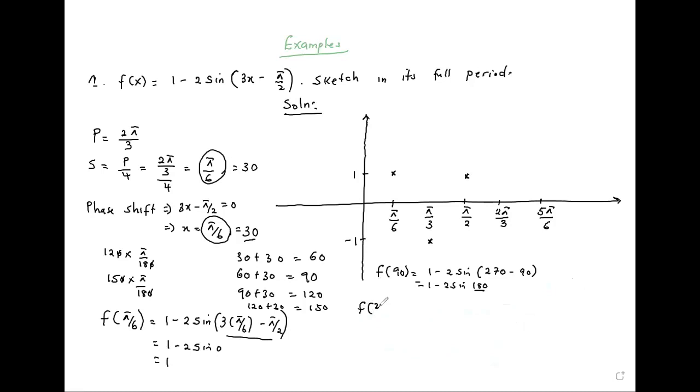So f of 2 pi over 3, this is 1 minus 2 sine 3 times (2 pi over 3) minus pi over 2. So we get 1 minus 2 sine (2 pi minus pi over 2). So this is 1 minus 2 sine 270. 360 minus 90 is 270. Sine 270 is -1. So we have 1 minus 2 times -1, which is equal to 3. So we go to 3.